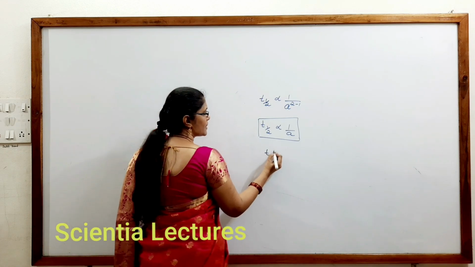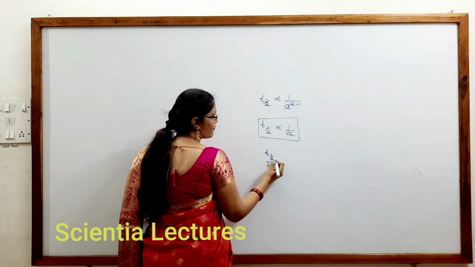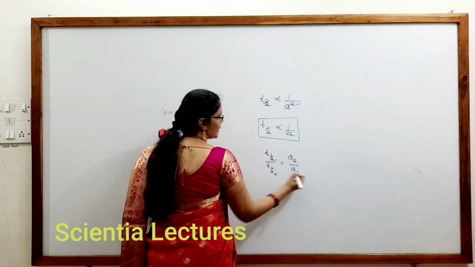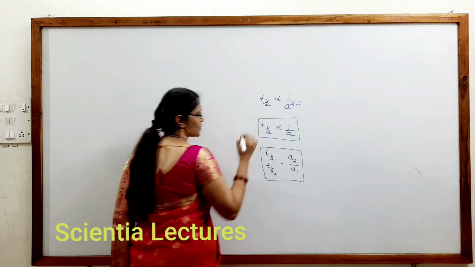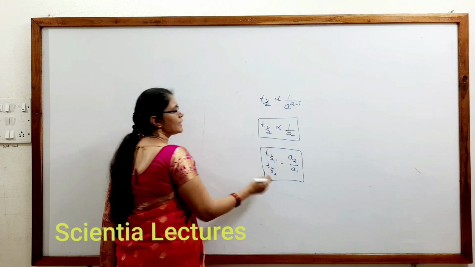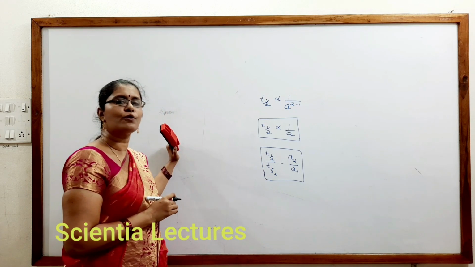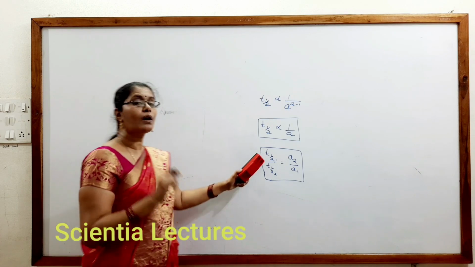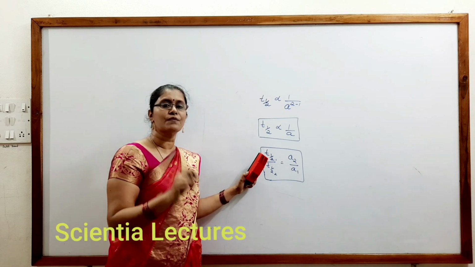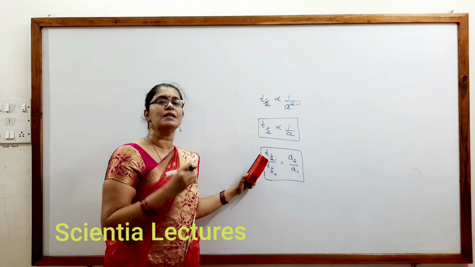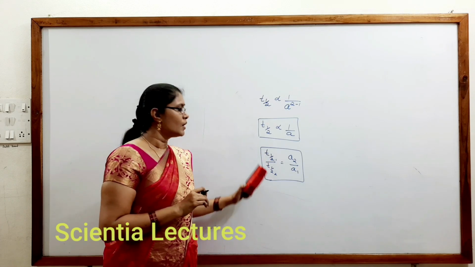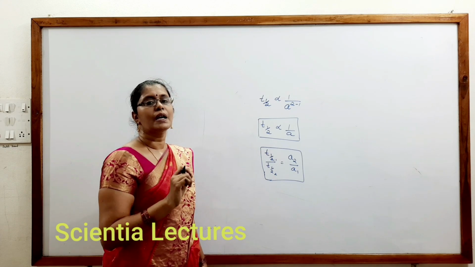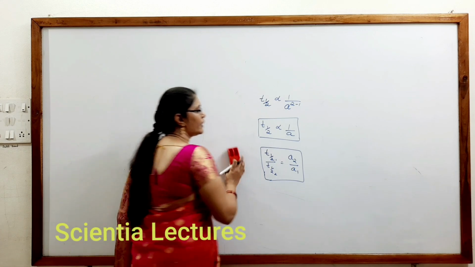As we have seen in the previous case, you can write it as T half 1 by T half 2 must be equal to A2 by A1, as they are inversely proportional. So you can solve any problems related to this. T half 1 by T half 2 for a second order reaction must be equal to A2 by A1. Here it need not be T half, it can be T 40%, T 50%, T 25%, T 75%, anything. So remember, T half 1 by T half 2, time period 1 by time period 2 must be A2 by A1 for a second order reaction.